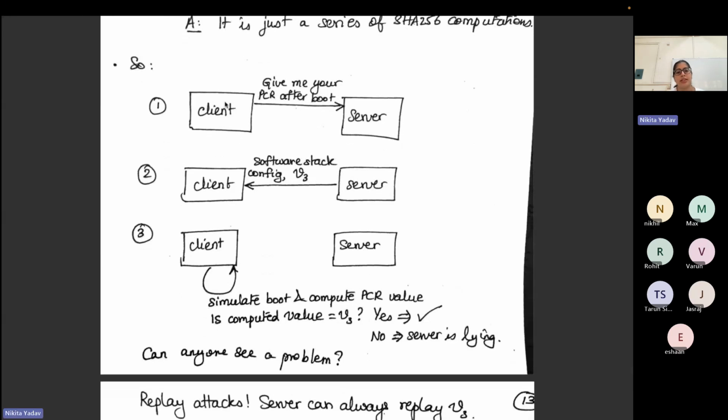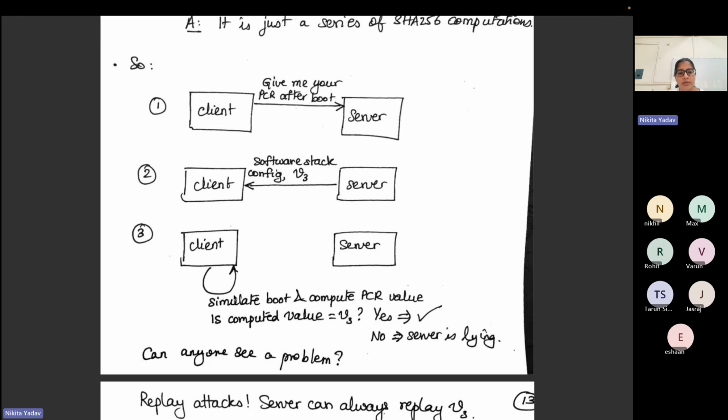So then, in short, this is what we discussed. This is the client. These are the steps in your attestation protocol. The first step is that the client is going to ask the server, give me your PCR after the boot. Then the server is going to give the software stack configuration and the value v3 which is computed in the PCR.